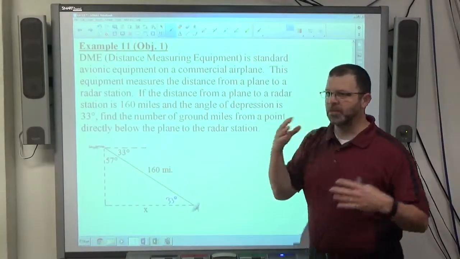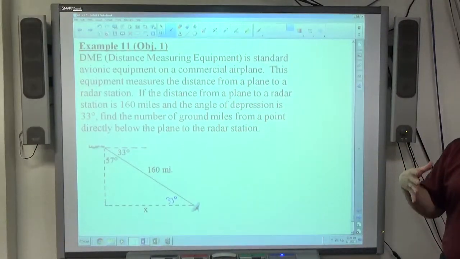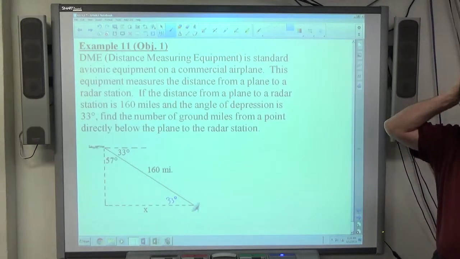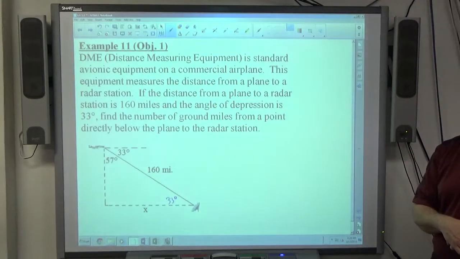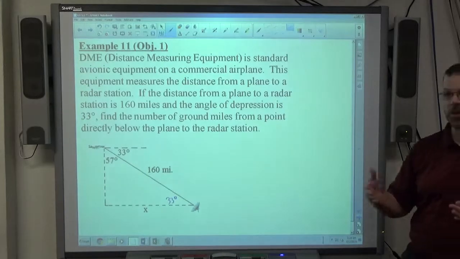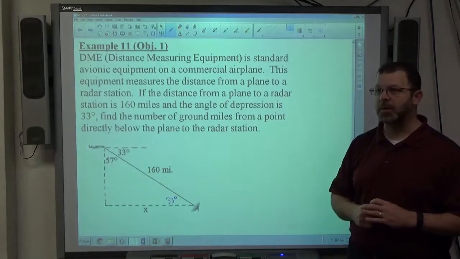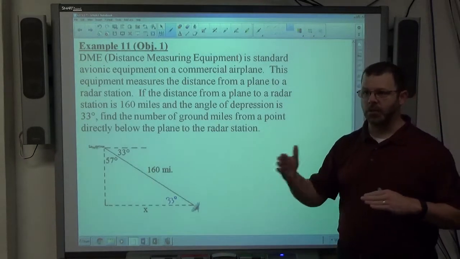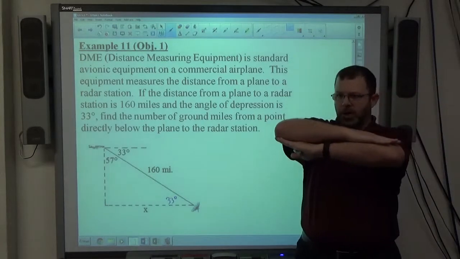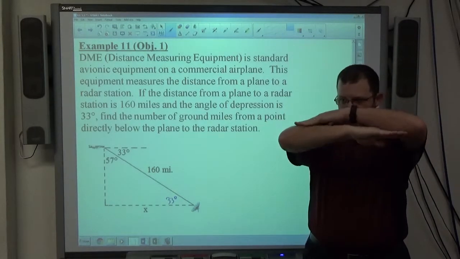So just kind of getting a feel for the vocabulary they're going to use to describe these situations, because again, they don't always draw the picture for you. Those are the harder problems because you have to draw the picture yourself. Make sure you identify everything properly. And again, anytime you do an angle of elevation or angle of depression, start with the horizontal, elevation up, depression down.